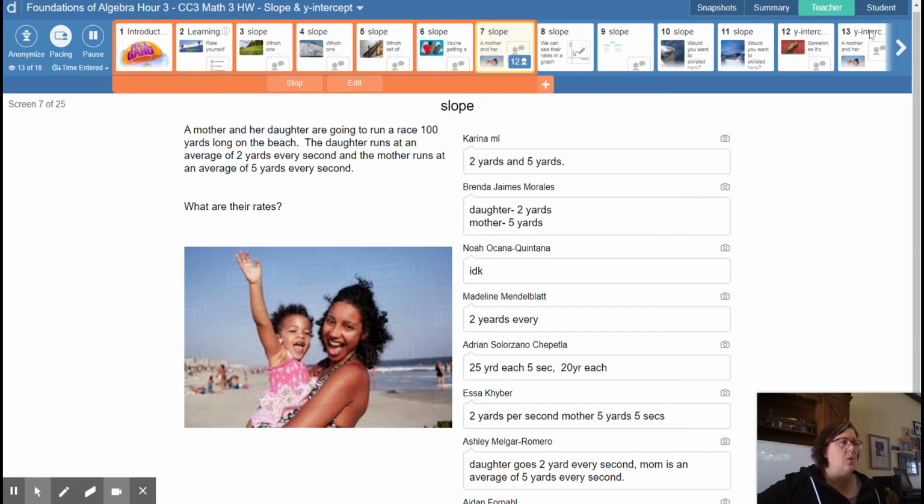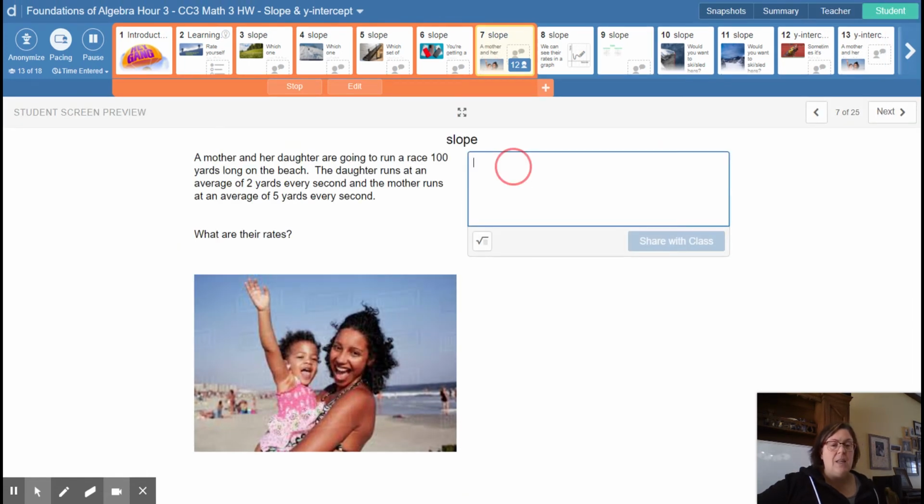Those are their rates. So when we talk about rates, folks, it's how fast something happens or how slow something happens. Okay, so the daughter goes at 2 yards per second. Mom is 5 yards per second. That is what we call the rate, how fast or how slow something happens. The rate at which you type, if you've taken keyboarding class ever, the number of words per minute, that is a rate, okay? Rate and slope are the exact same thing.